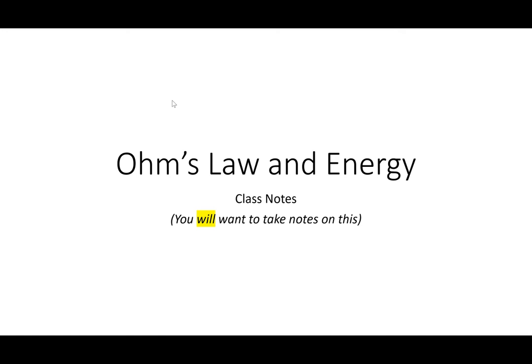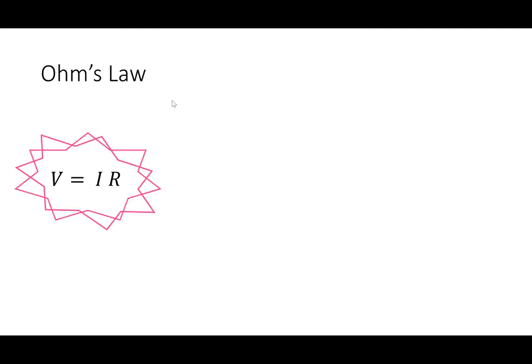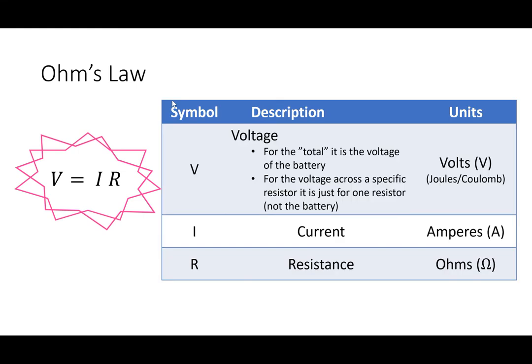Right now, we're going to be talking about Ohm's law and how it applies to energy in an electrical circuit. So let's start with the statement of Ohm's law. Ohm's law simply states that the voltage is equal to the current across a resistor times the resistance of that resistor. Now, in here, V is going to be standing for the voltage.